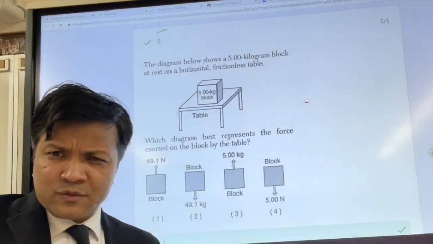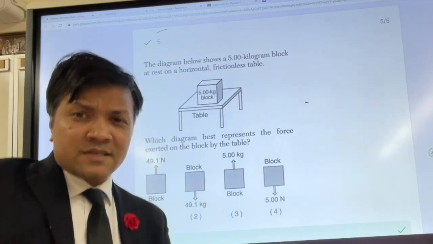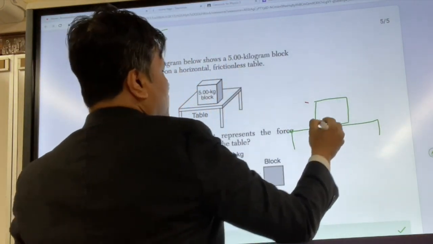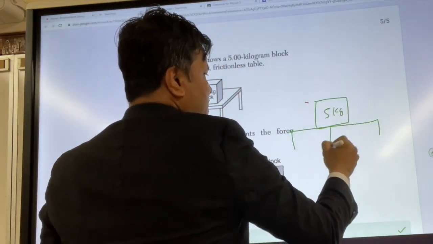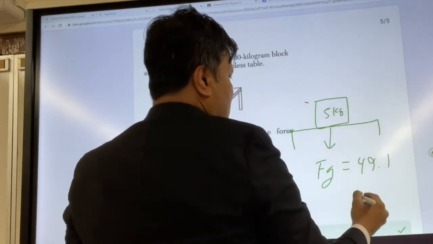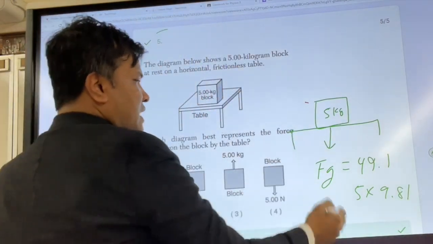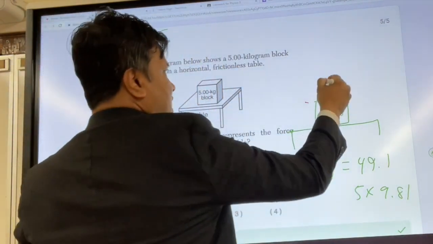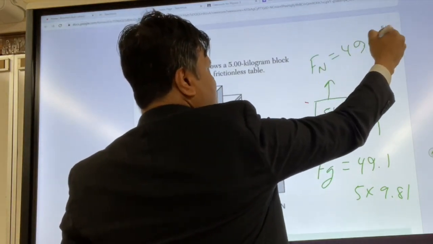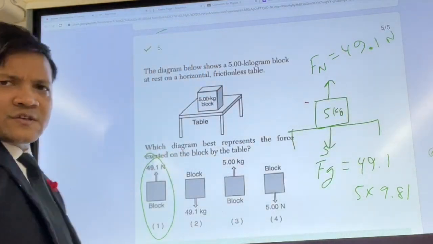In problem number 5, we have to find the normal force. So what is the weight? There is a box sitting on the table. The box is 5 kilogram. So the weight is Fg. Fg is 49.1, because 5 times 9.81. If Fg is 49.1, Fn has to be equal in magnitude but opposite in direction. So that means the answer is 1.